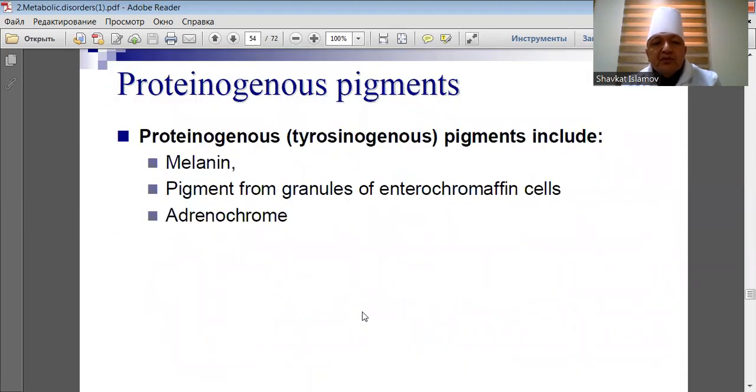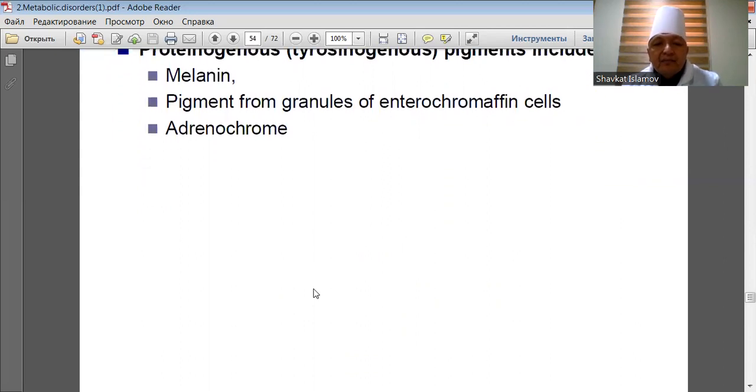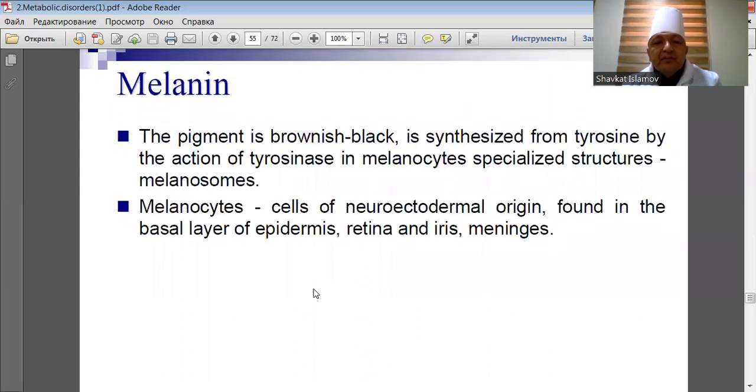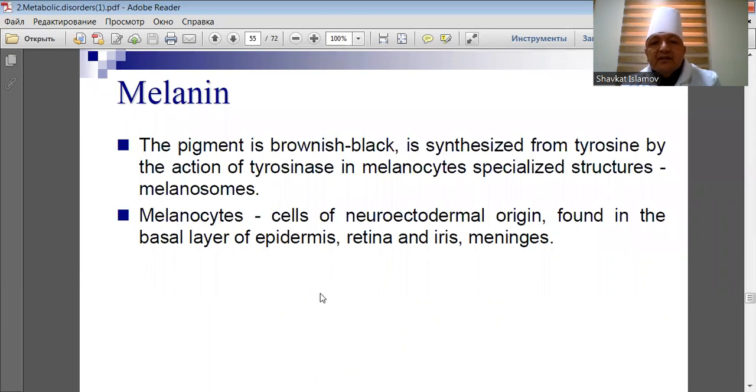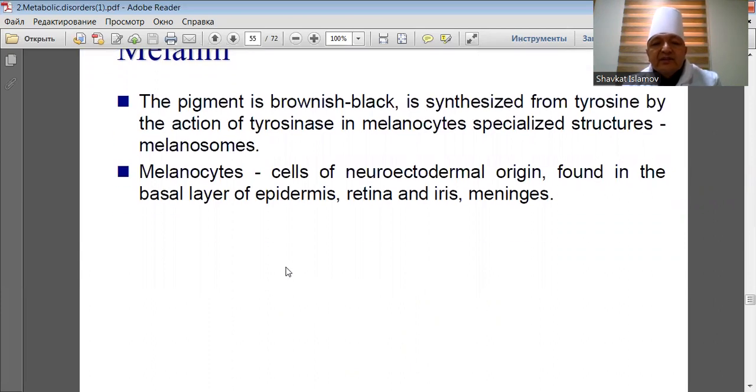Proteinogenic pigments. Proteinogenic pigments include melanin, pigment from granules of enterochromaffin cells, adrenochrome. Melanin, a brown-black pigment, is synthesized by the action of tyrosinase in specialized melanosomes of melanocytes. Melanocytes are cells of neuroectodermal origin found in the basal layer of epidermis, retina, and iris, and meninges.